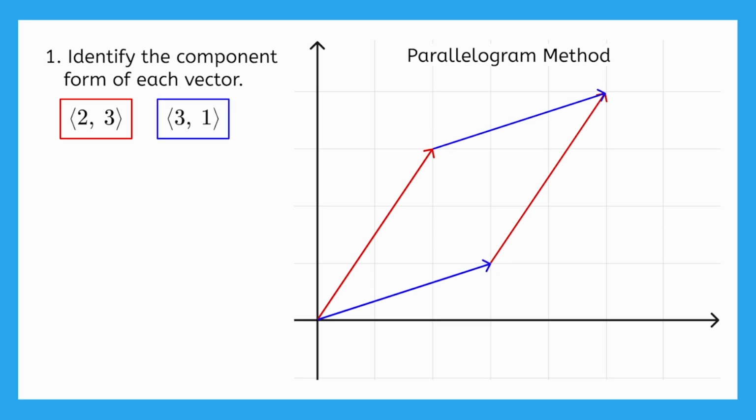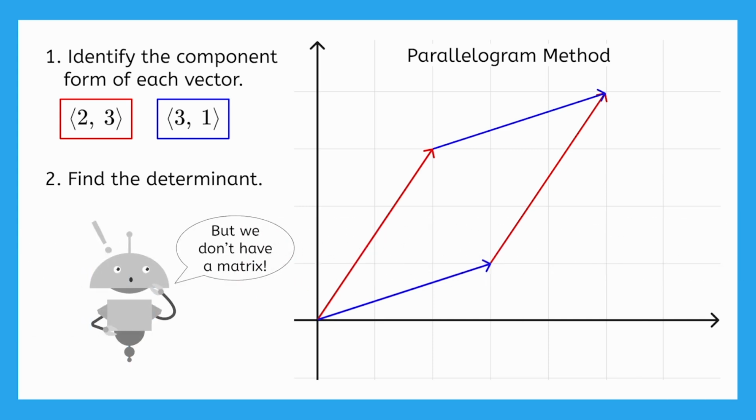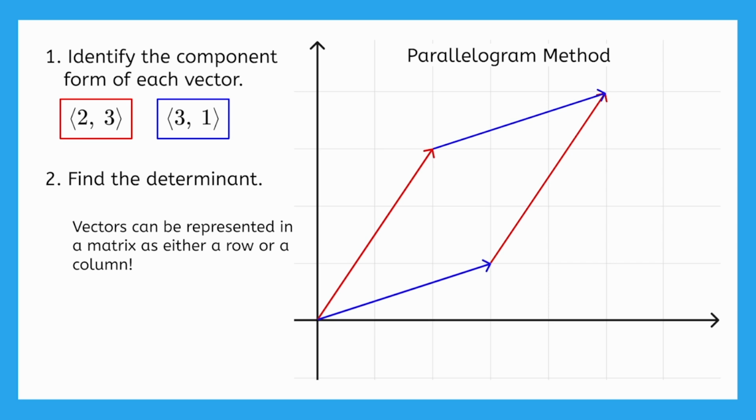Next, we can find the area of the parallelogram formed by these two vectors by calculating the determinant. Oh, but wait, we don't have a matrix. Before we can calculate the determinant and find the area, we need to represent our vectors in matrix form. As you saw at the beginning of the unit, vectors can be represented in a matrix as either a row or a column, and it can simplify operations, which you will see in just a moment.